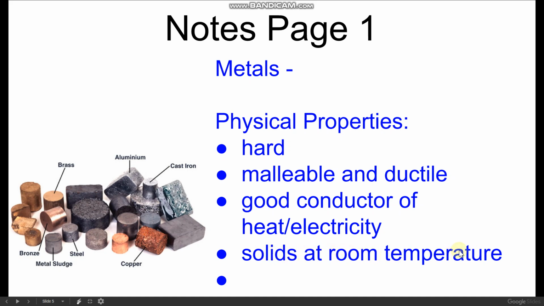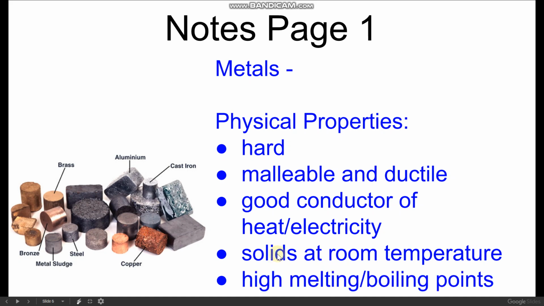They're solids at room temperature. So this is true for every single metal except for mercury. Mercury is a liquid, but every other metal at room temperature is a solid. You never really see metals as liquids or gases.